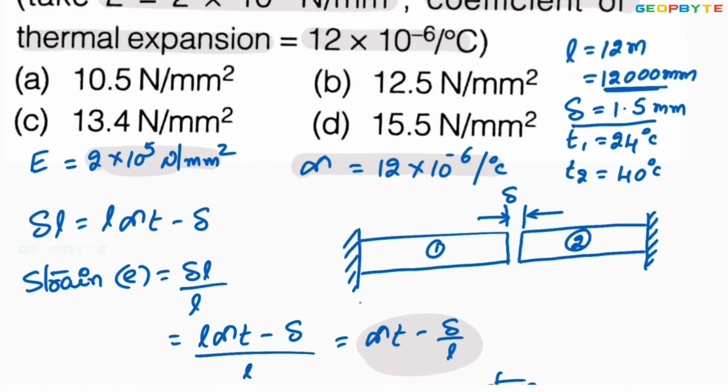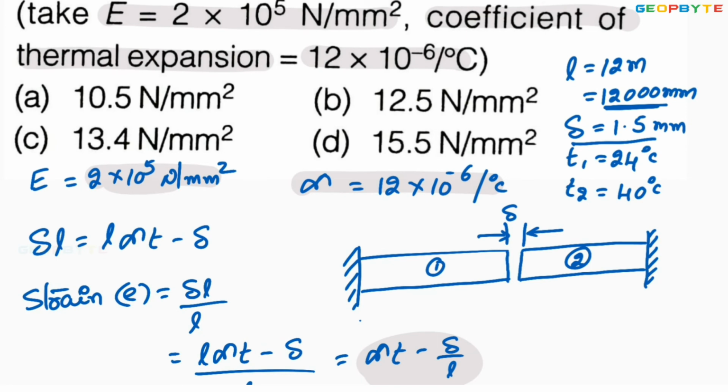Now look at the options. Look at option C, 13.4 Newton per mm square. Therefore, option C is absolutely correct. I hope you got my point. Let us take one more problem.